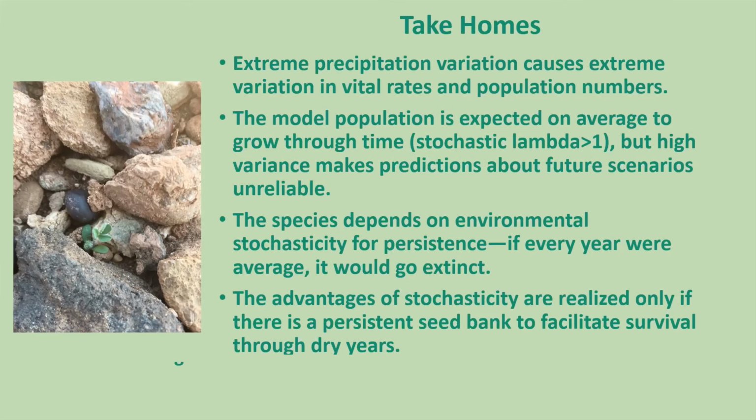And this blows people away. If every year were average, the species would go extinct. In other words, the average year isn't good enough to support the plant. So the only way it can survive is with high stochasticity. You have good years with high rainfall where plants survive dormancy and they produce a lot of seed as adults, where there's high recruitment. You have to have years like that, right?